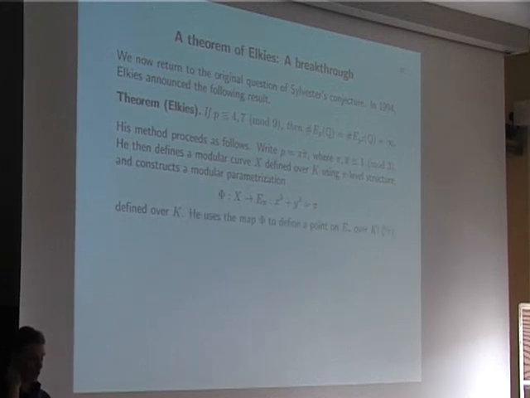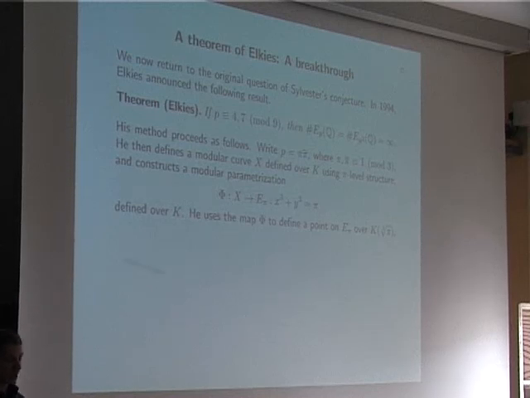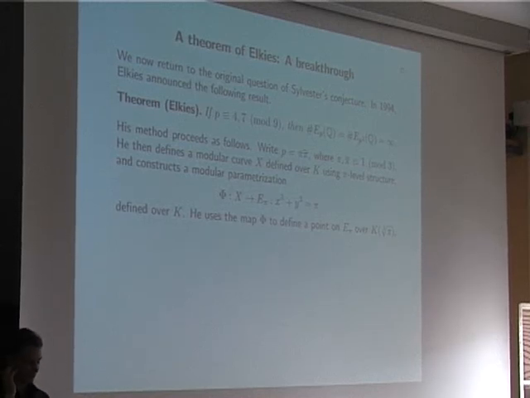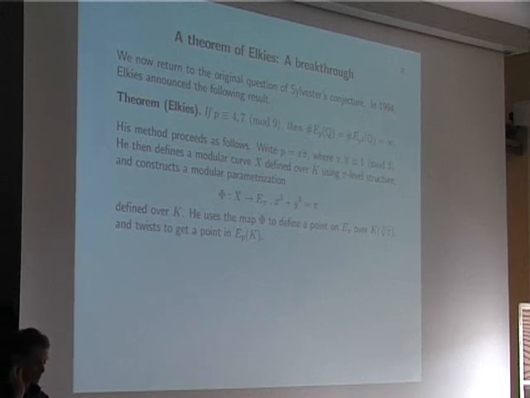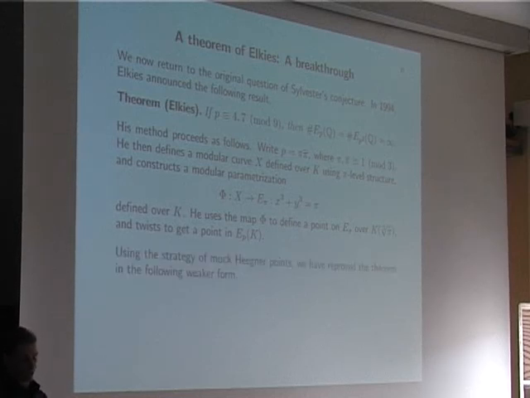And then he uses this map phi to define a point on E_pi, which is defined over the cubic twist by pi bar. So that twist gives you a point on E_P of K. Okay, that's all I can tell you about how his method works, really. It's quite interesting.